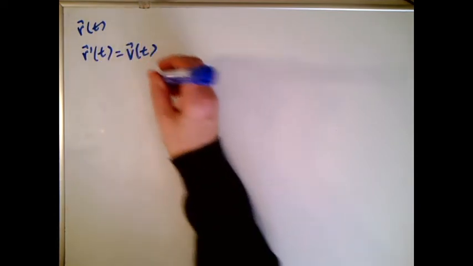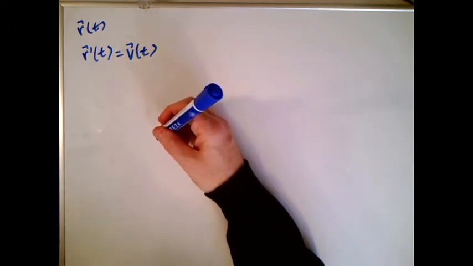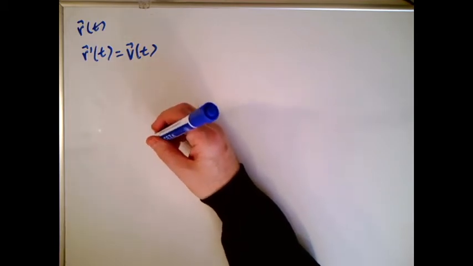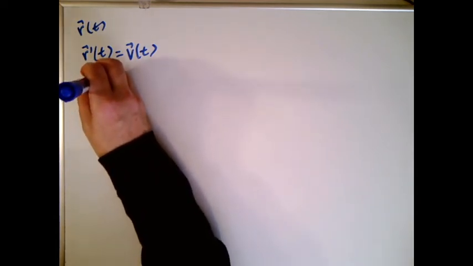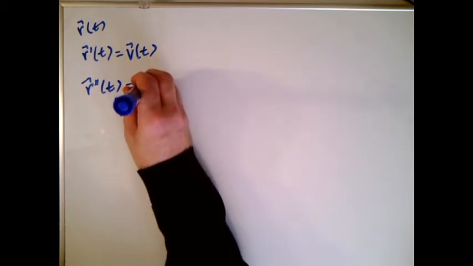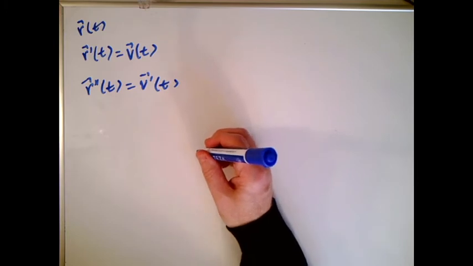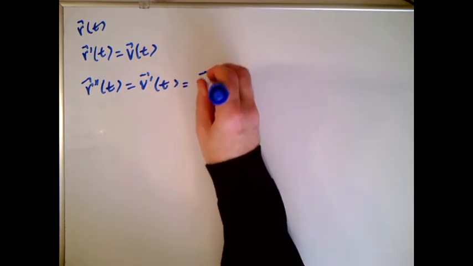And remember, those three reasons are that it's tangent to the graph like a velocity vector should be, it points in the direction of motion like a velocity vector should be, and its length was actually equal to the speed with the correct units. Now, if I take the derivative of the derivative, because we're taking the derivative of the velocity vector, they're going to call this the acceleration vector.